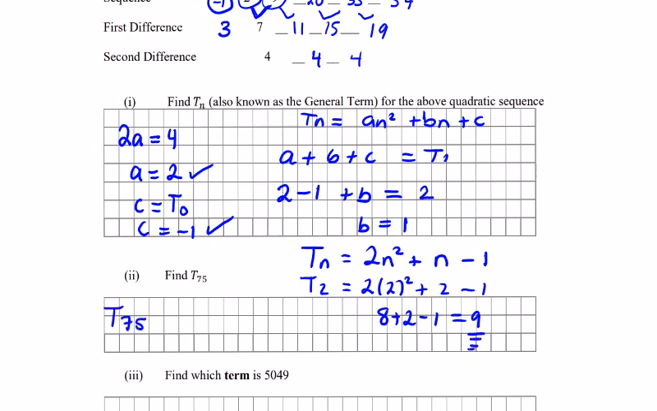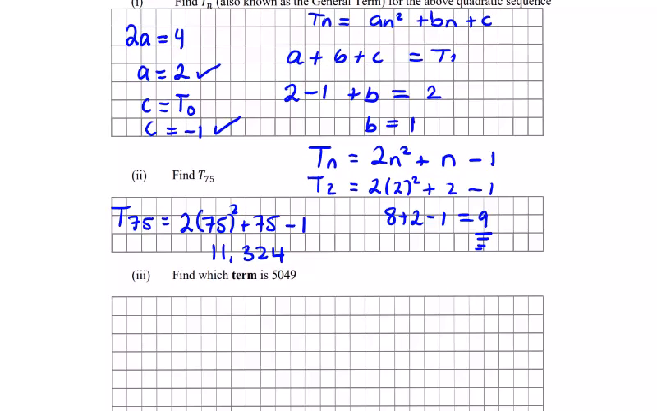T75 is calculator used like question 1. It's going to be 2 by 75 squared plus n plus 75 minus 1. So that's just a calculator used question. It comes out as 11324, unless you know your 75 times tables. And then which term, trial and error will get you to 5049 pretty quickly. But we could write down 2n squared plus n minus 1 is equal to 5049.